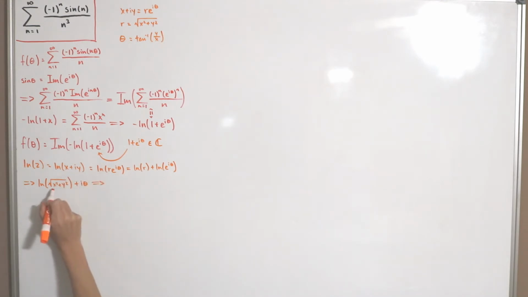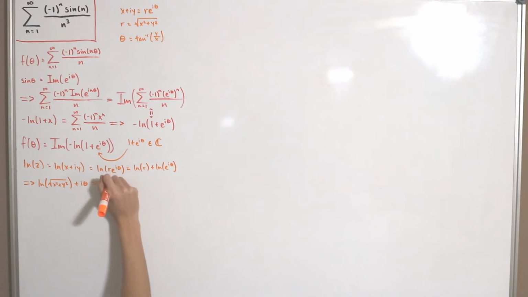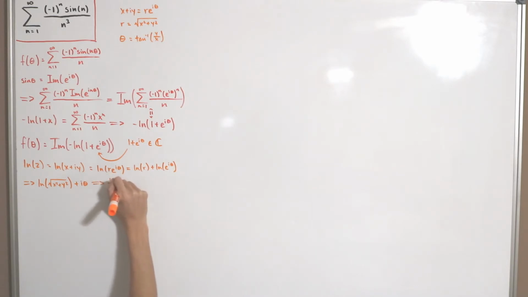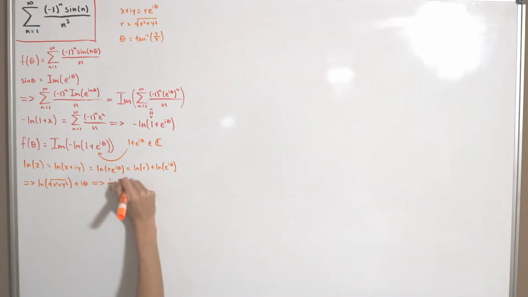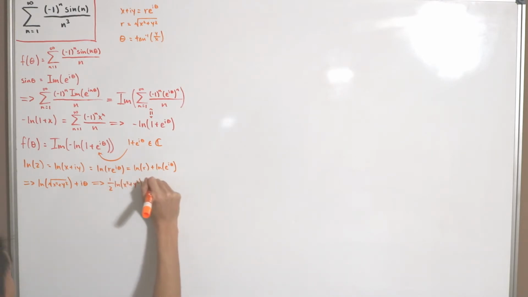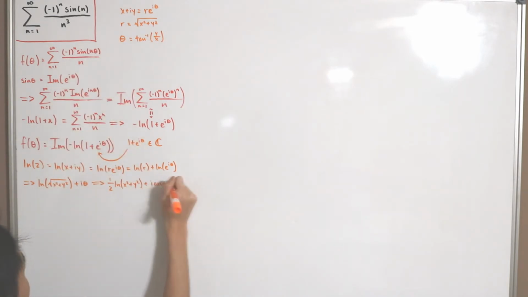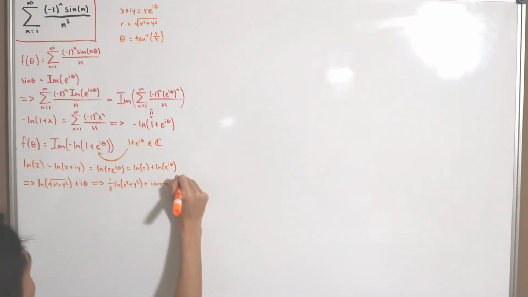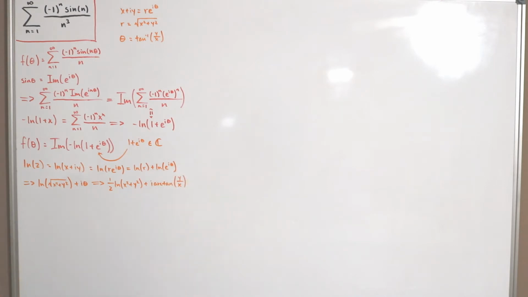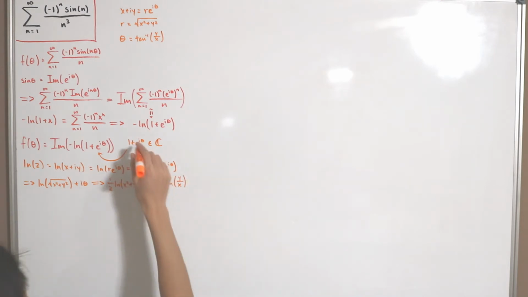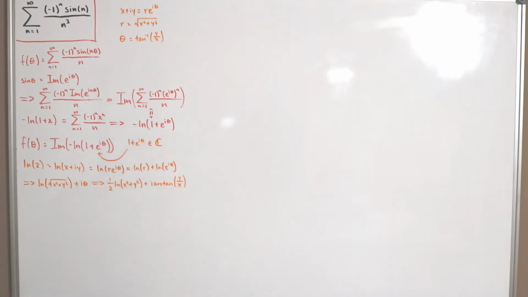And then if we rewrite this a bit, we actually get that this is just 1/2 multiplied by the natural log of x squared plus y squared, and then plus i times our theta, which is the inverse tangent. I'm just going to write arctangent this time, of y divided by x. We have that 1 plus e to the i theta.